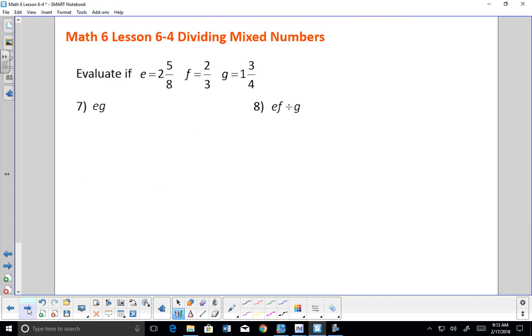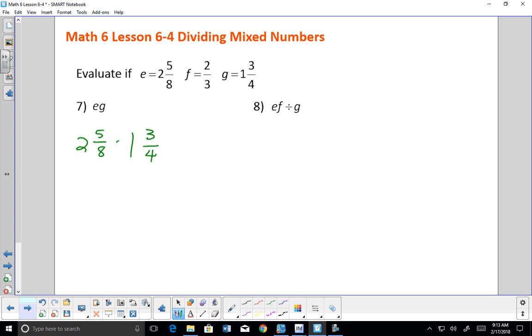Back to the algebra things again, when we have numbers and letters and all kinds of fun stuff. If you remember, a letter next to a letter is multiplication. So I threw a multiplication and some division in the same problem here. E is 2 and 5/8, G is 1 and 3/4. So we're going to take 2 and 5/8 and multiply by 1 and 3/4. This time we're multiplying, we're not dividing.